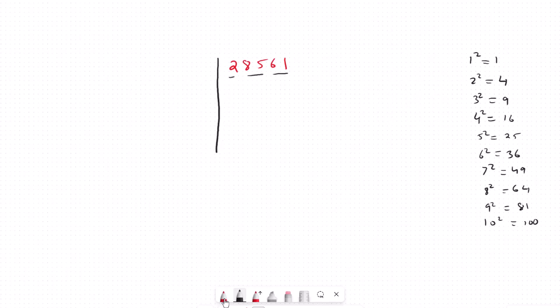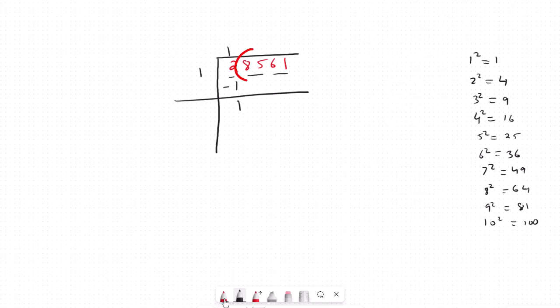So now, what number square is less than or equal to 2? It can't be 2 here because 2 times 2 is 4. It's already bigger than 2. So we're going to start with 1. So 1 square gives us 1. So if we subtract that, we get 1.